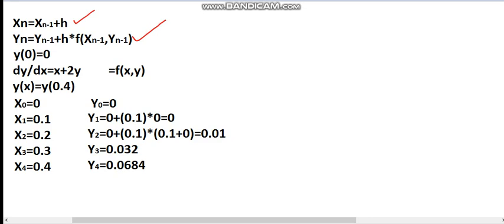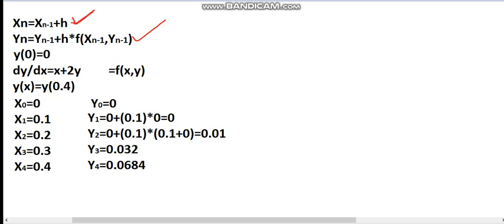So if you have an h value, and you want to find out the next x value, then you have to use this first equation. That will give you the nth x value from the n minus 1th x value.